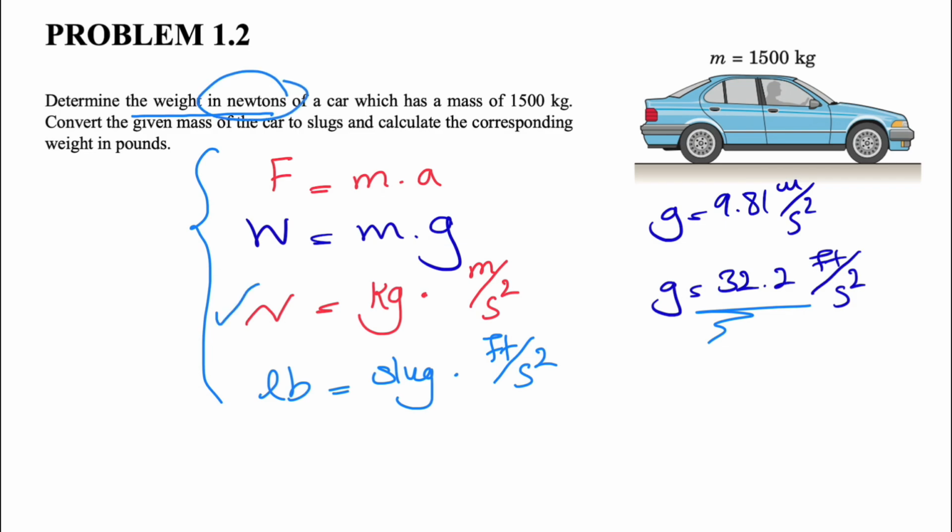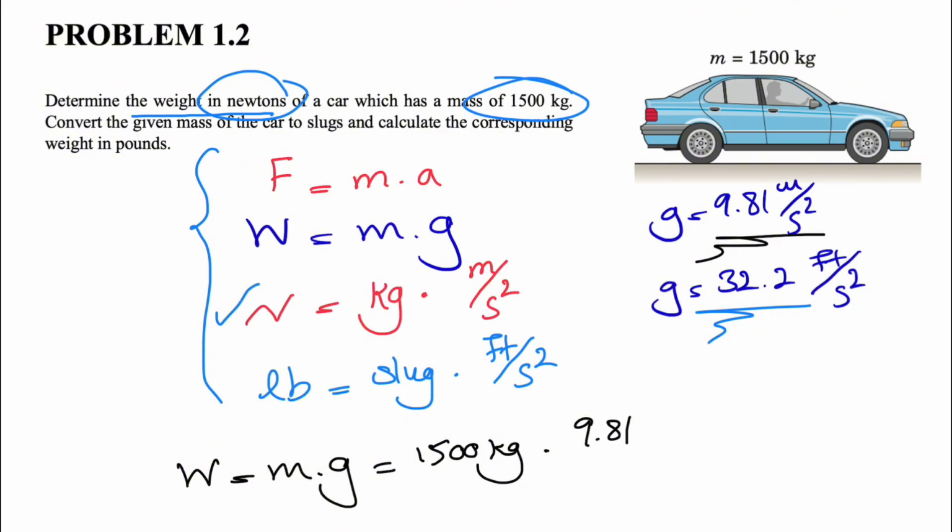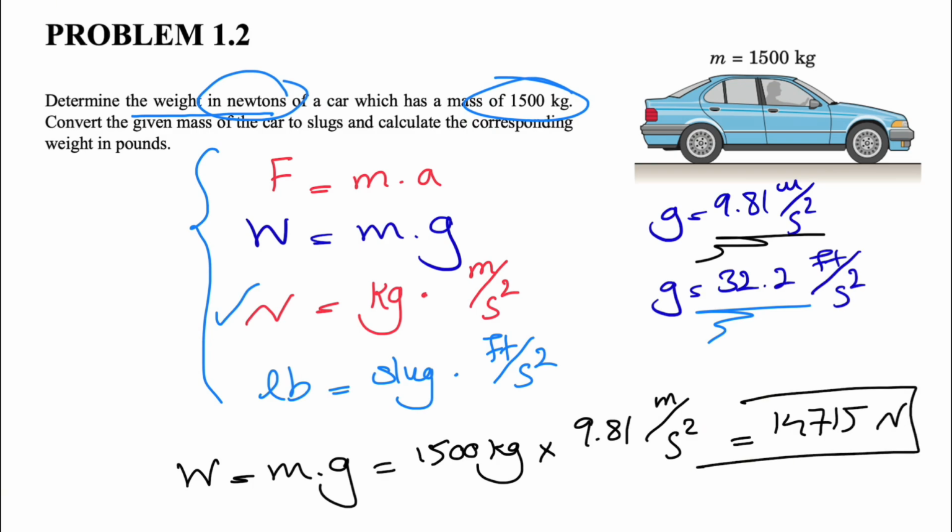So we're talking about this one. We need to find the weight of the car in Newton, and we know the mass is 1500 kilogram. As I mentioned, weight is equal to mass times acceleration of gravity. We have the mass 1500 kilogram, we have G, or acceleration of gravity, 9.81 meter per square seconds, and if we multiply these two, we get the weight in Newton, and that's going to be 14,715 Newton, the weight of the car in Newton.